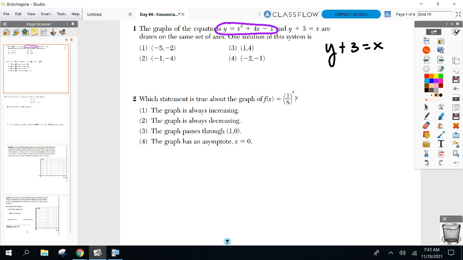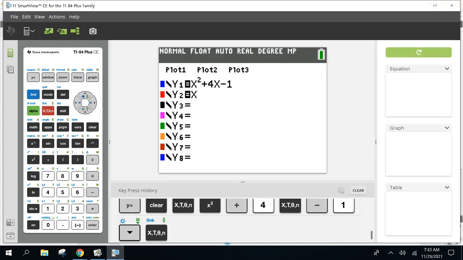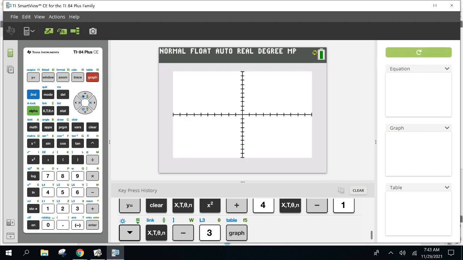What can I do here to get y by itself? Go ahead. So really what we're plugging in the calculator is x minus 3, right? When I bring that 3 over. So those are the two equations that go in y1 and y2. X minus 3. You can take a look at the graph. Go ahead.